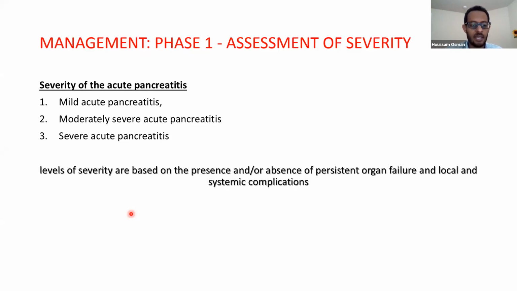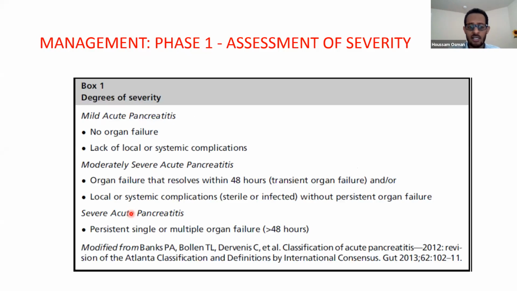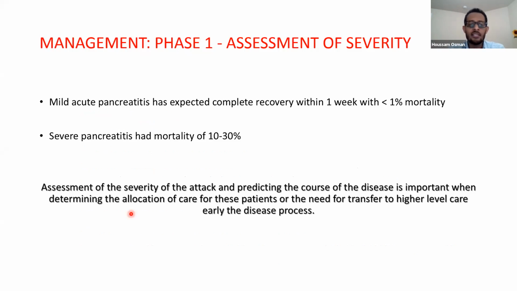This is just a review of what we said. Definition of severity of acute pancreatitis: we said we have mild acute pancreatitis, moderately severe and severe pancreatitis, and we said how we can differentiate between them. Again, this is important because mild acute pancreatitis has expected complete recovery within 1 week, with less than 1% mortality. It's the majority of the patients that we see, 80 to 90%. But severe pancreatitis has a mortality of 10 to 30%. Assessment of severity is important because it determines allocation of the care of this patient.